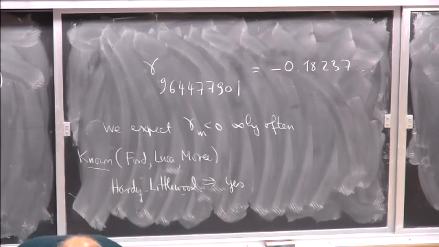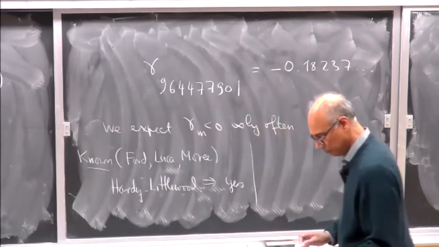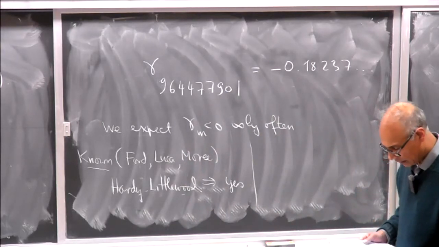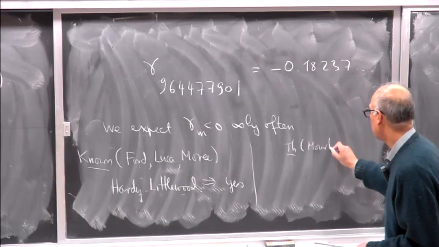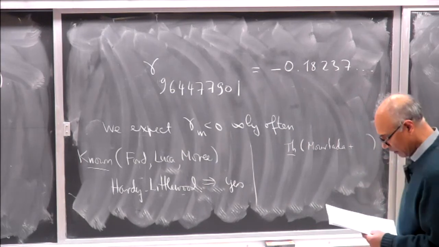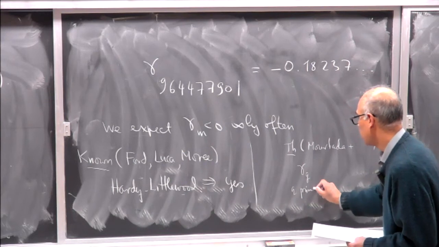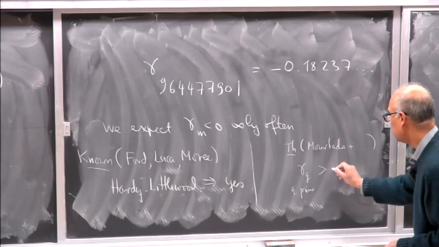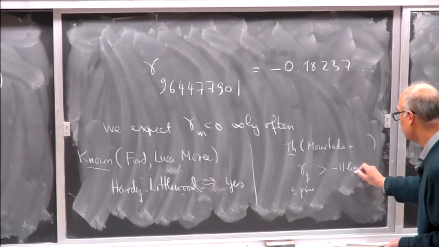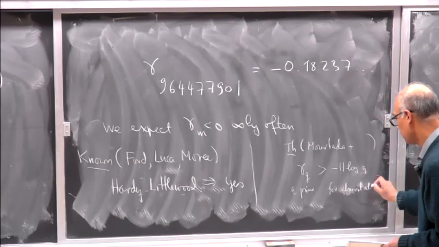So now finally, I should really end up with a theorem, maybe. So I'll tell you the following theorem. This is a result of my former student, Murtada, and myself. What we show is that this gamma Q, where Q is prime, it becomes a very subtle problem now, getting a handle on this gamma Q. What we showed is that it's bigger than minus 11 log Q for almost all Q. In other words, density 1.